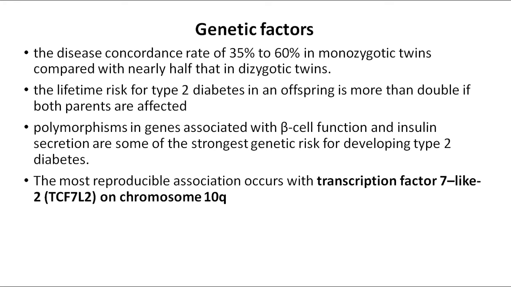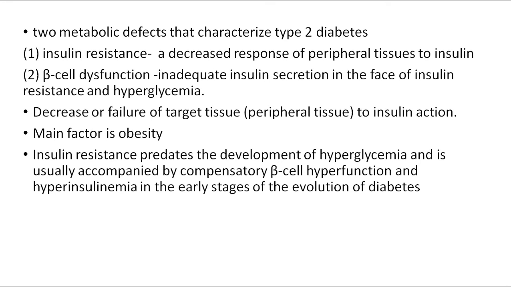Genetically, the lifetime risk for type 2 diabetes in an offspring is more than double if both parents are affected. So there is more than a 50% chance of developing diabetes if mother and father are both affected with type 2 diabetes. Two metabolic defects characterize type 2 diabetes: insulin resistance and beta cell dysfunction. Insulin resistance means a decreased response of the peripheral tissue to insulin, while beta cell dysfunction is an inadequate insulin secretion in the face of insulin resistance that leads to hyperglycemia.